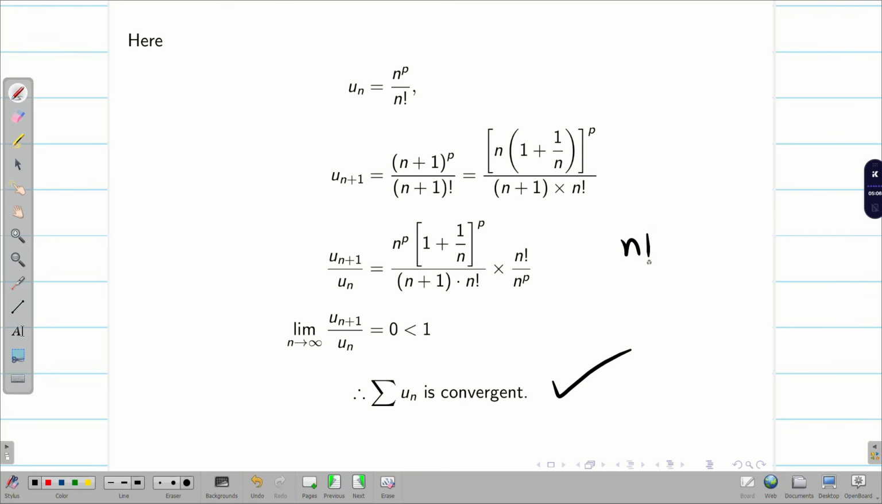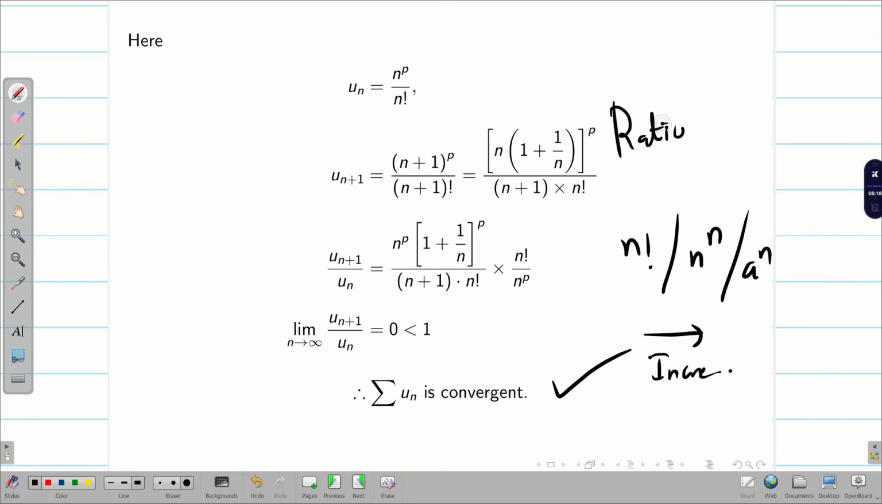So, if you have n factorial, n power n, a power n, or increasing terms, just use the ratio test to solve the problem in a simpler way.